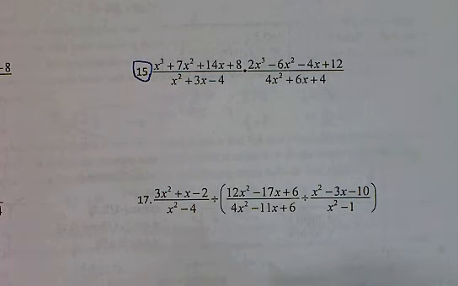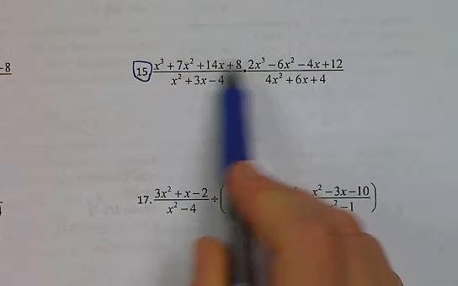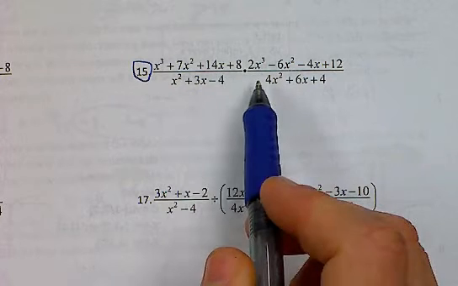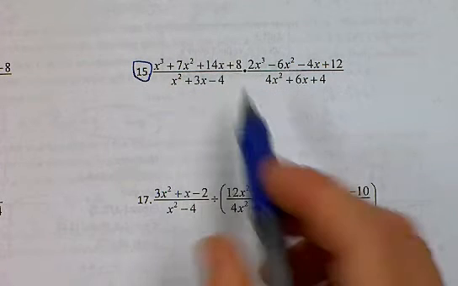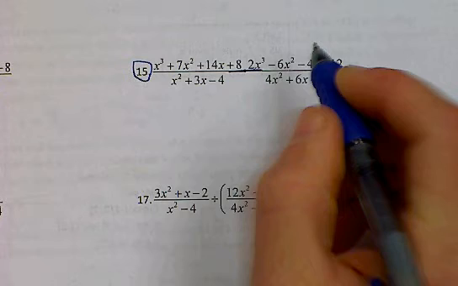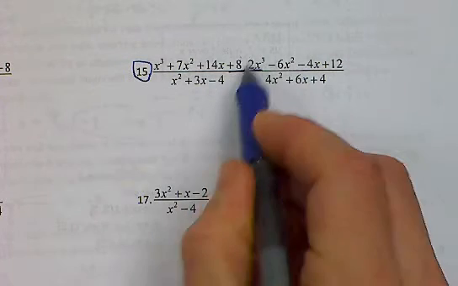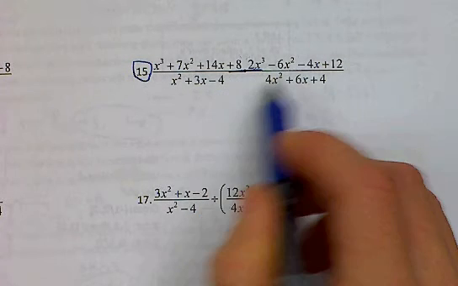So for 15 we are multiplying here, but remember we just multiply straight across, and then we can cancel anything from top to bottom, so we can kind of just treat it like it's just one fraction here. But we do need to factor all four of these, the numerators and the denominators.